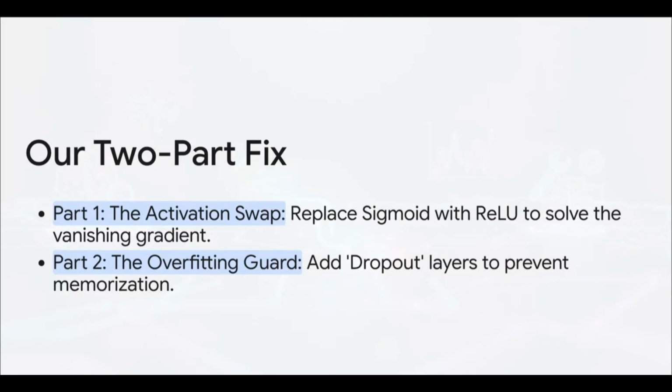So, our fix has 2 main parts. First, the easy one. We just swap out all those problematic sigmoid functions for our hero, ReLU. That takes care of the vanishing gradient. Second, we're going to add a clever new technique called dropout. This is a trick to stop the AI from just memorizing the training images, instead of actually learning how to generalize to new ones it's never seen before.